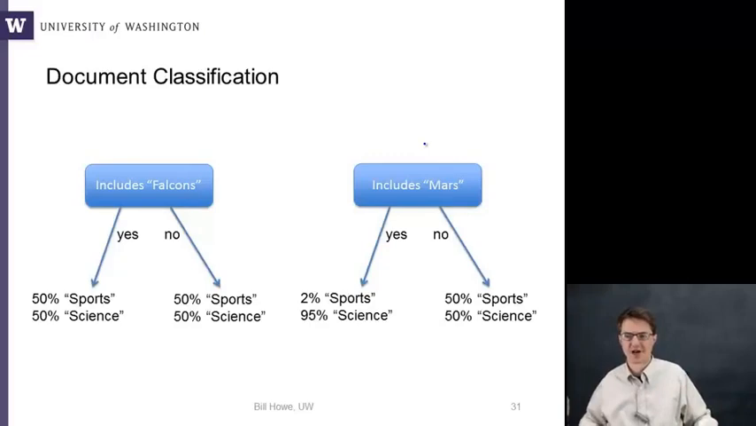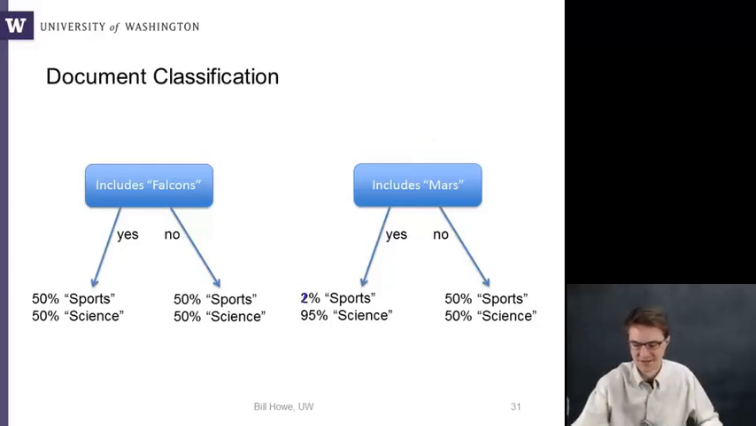Which of these two has the higher information gain? If you include the word falcons, falcons might appear in some science articles, and they also appear in some sports articles. Let's say that down the tree, about half are sports and about half are science on both branches. But if it includes the word Mars, it's not too likely to be about sports. Only about 2% of the articles that include the word Mars will be about sports, while 95% will be about science.